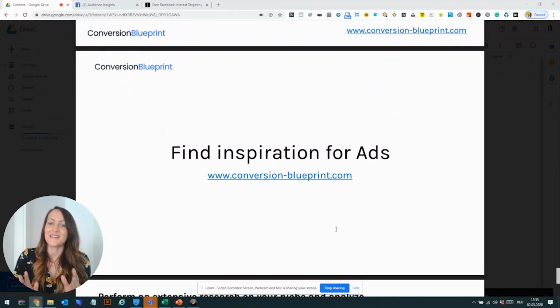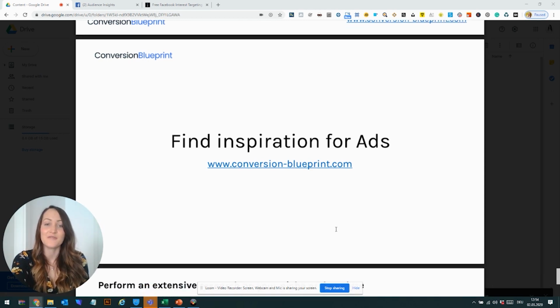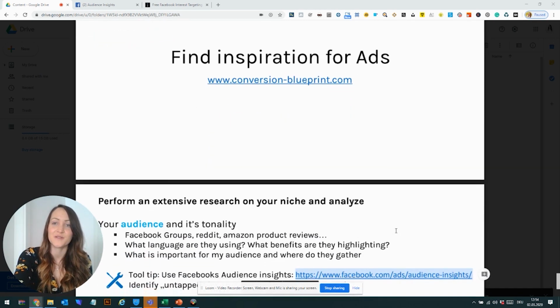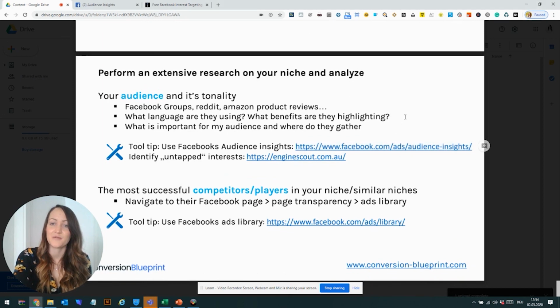Okay, so now that we know about all the no-nos and no-goes and everything you should not do and everything that will harm the quality of your ads, it is time to also give you some advice and inspiration for amazing ads. So how can you actually create those high quality ads that will lower your CPAs and will give you a higher ROAS and a higher chance to win the auction?